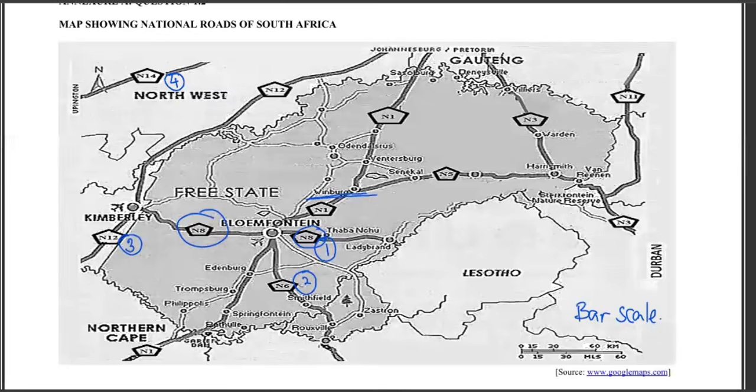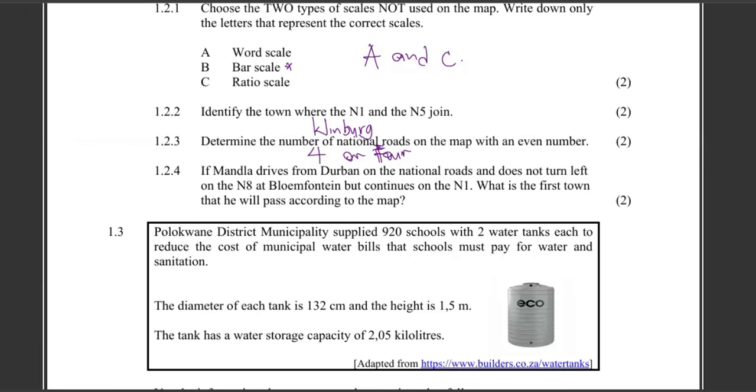Let's go and see. Now we are here. He does not turn left. He does not take this. He continues with N1. This is N1. Which town does he meet first? It's this town here, Edinburgh. So the answer becomes Edinburgh.